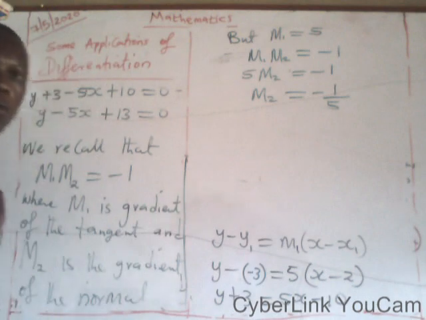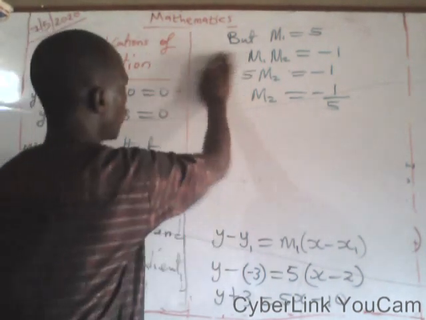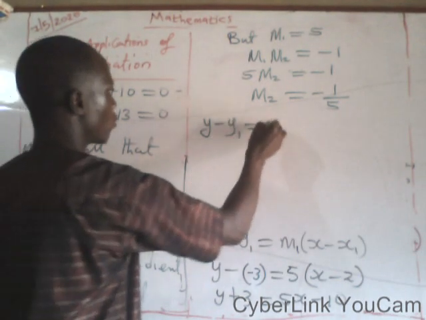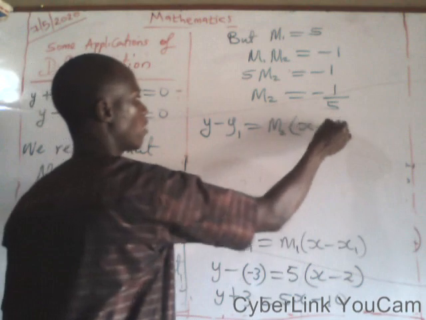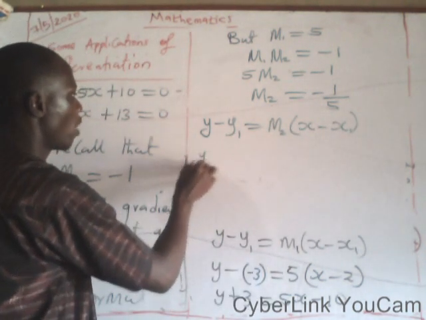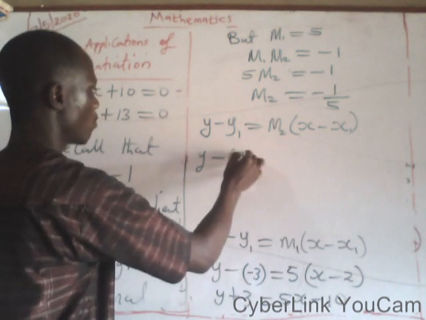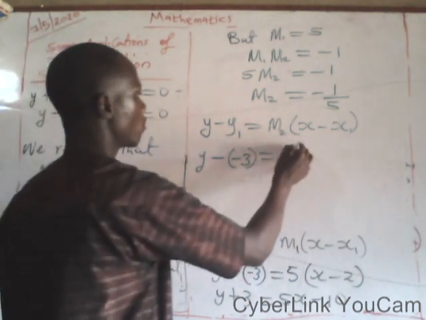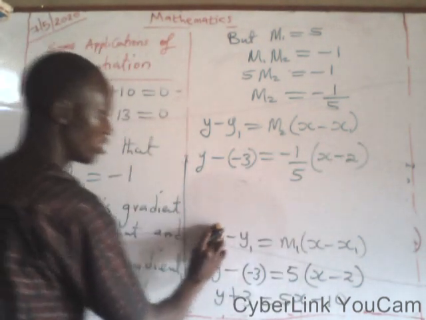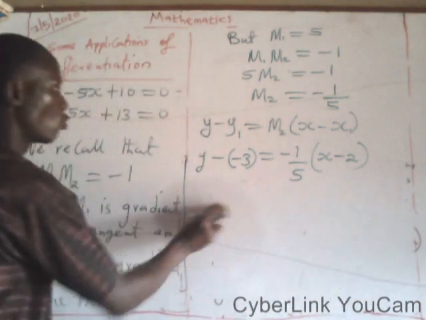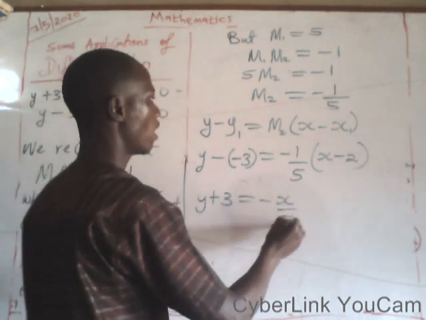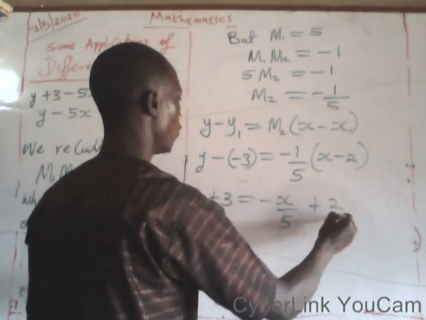So now, the next thing to do is to get the equation of the normal. We recall that y minus y1 is equal to M2 open the bracket x minus x1, where M2 is the gradient of the normal. So we have y minus, our y1 was minus 3, is equal to M, which is minus 1 over 5, open the bracket, x minus 2, because you have been given that from the same question. Then we open the bracket: y plus 3 is equal to minus x over 5, then plus 2 all over 5.